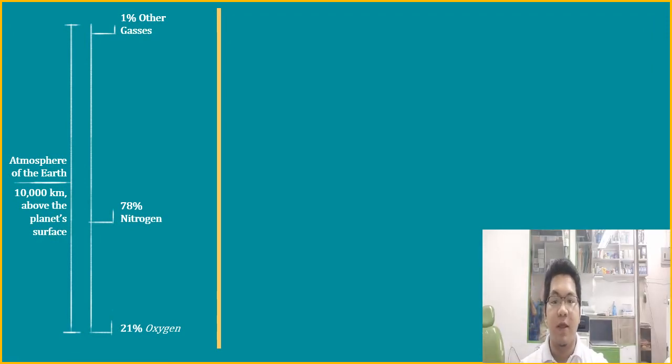Atmosphere. The atmosphere of the Earth reaches up to 10,000 kilometers or 6,214 miles above the planet's surface. The atmosphere then disperses into space after that. Only 21% of the atmosphere is made of oxygen, 78% of it is nitrogen, and the other 1% of it is made of other traces of gases.